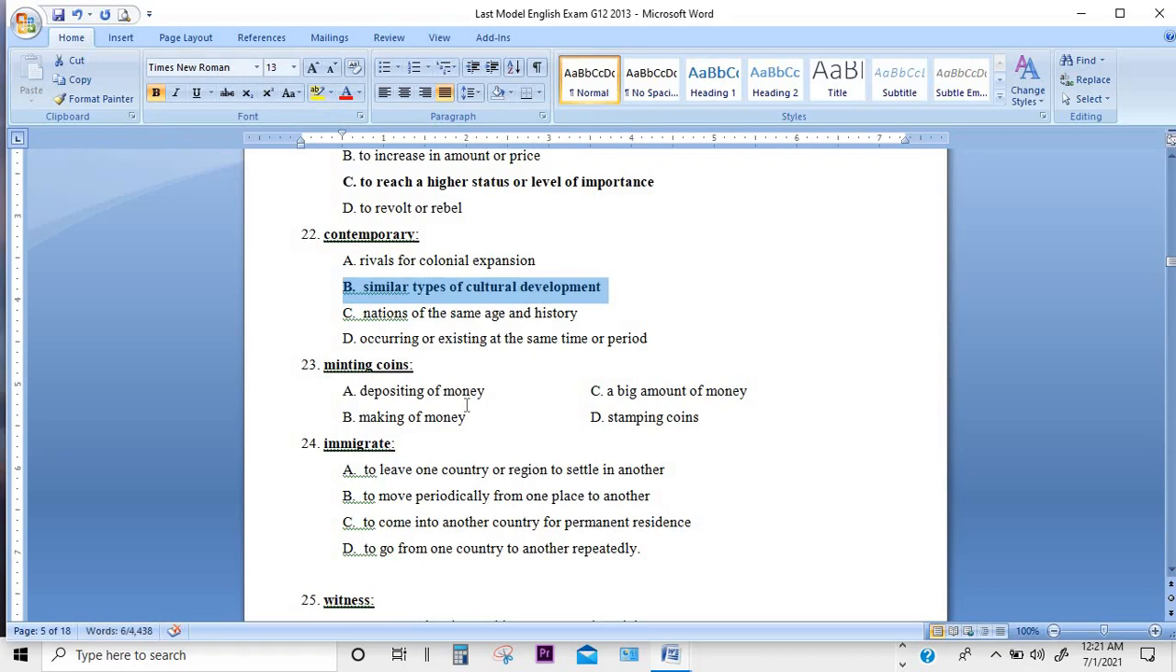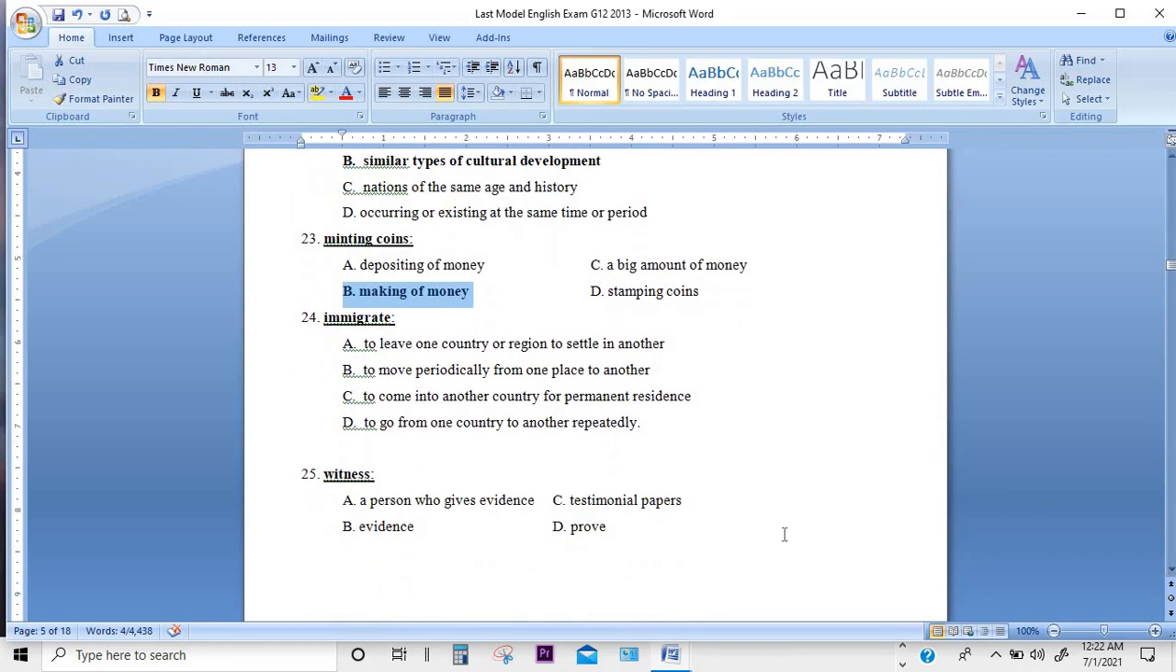Minting coins. Minting is not depositing, not a big amount of money, or stamping. That stamping is a denotational meaning, but the way it is used in the context is this one. Okay, so minting coins means making of money or creating money. That's the meaning. Okay, immigrates.